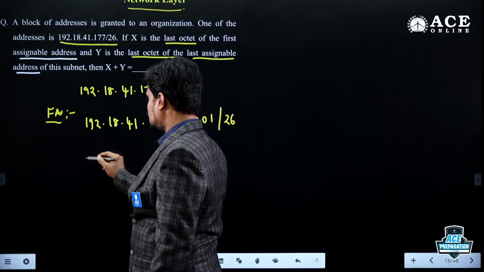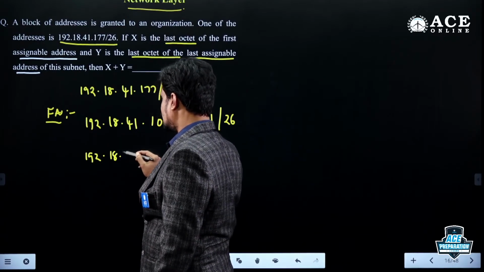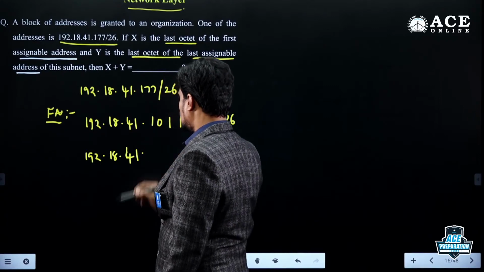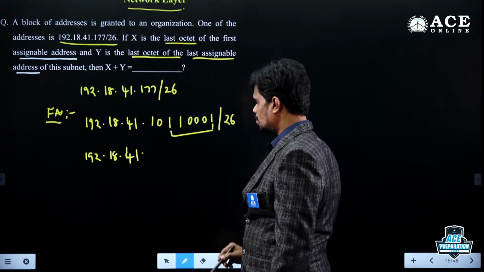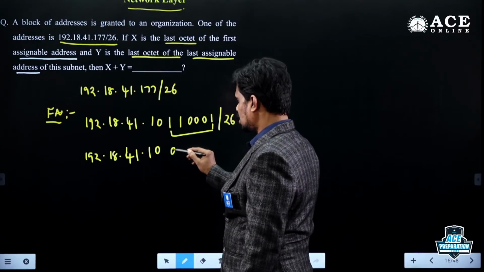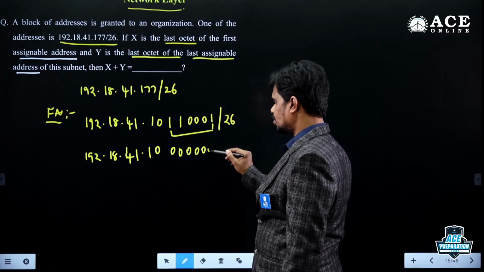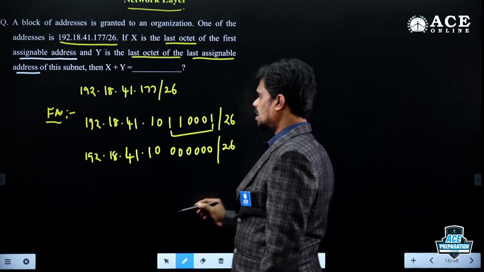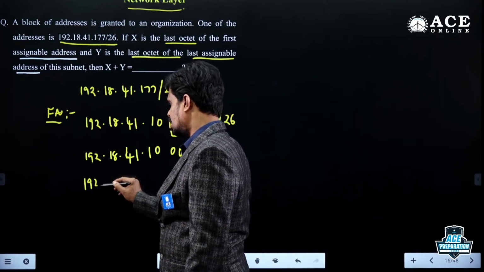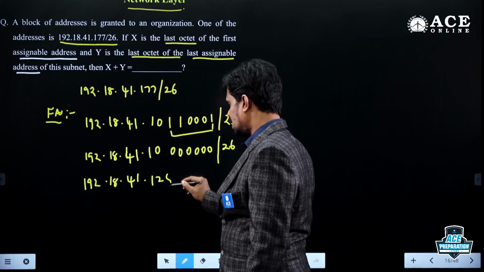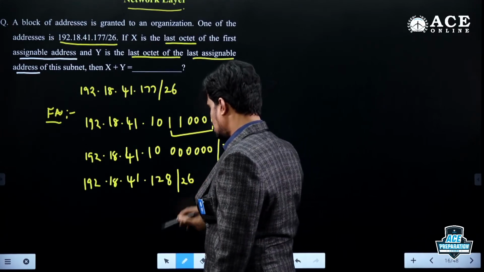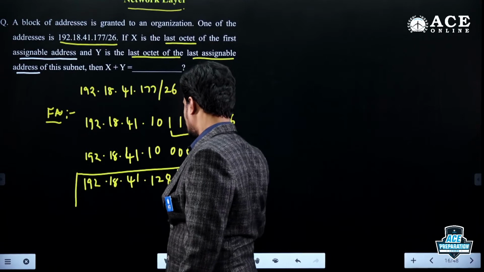Then this would be 192.18.41, and the last 6 bits I need to set to 0. These are the 6 bits I need to set to 0. If I set these 6 bits to 0, then the first address is 192.18.41.128/26.